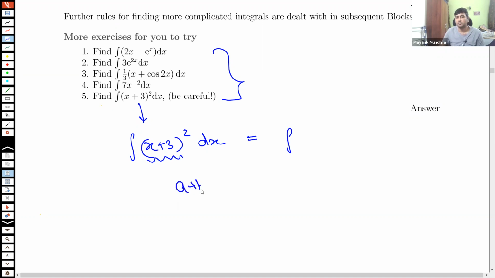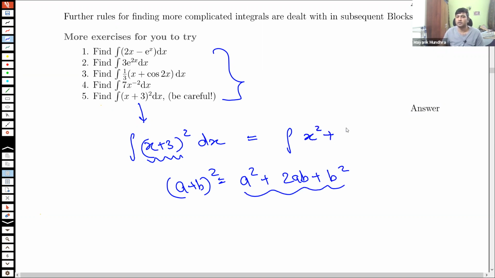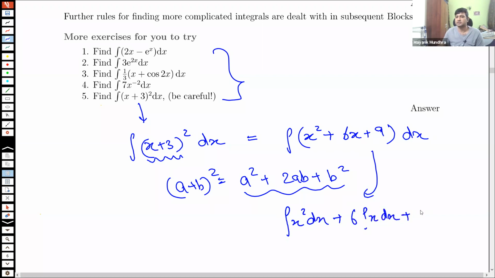So I know that (a plus b) whole square is a square plus 2ab plus b square. Right? Standard math. By that formula, (x plus 3) whole square is going to be x square plus 6x plus 9, into dx. And then you just integrate this thing. So integration of x square dx plus 6 times integration of x dx plus 9 times integration of dx. So that's how you can get it.